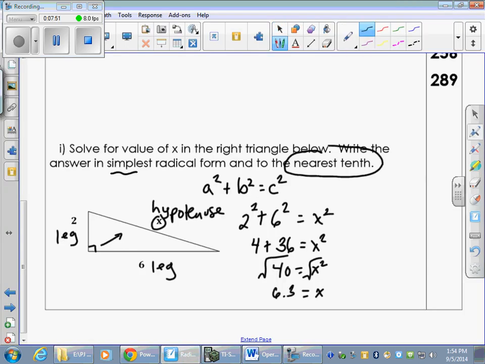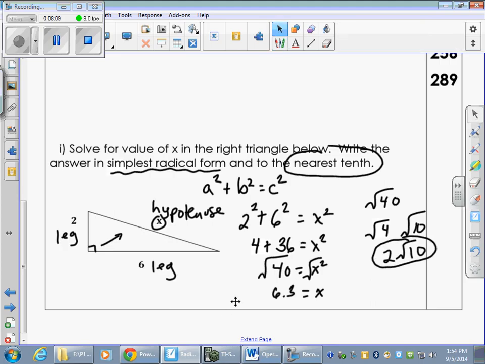In simplest radical form would require us to simplify the square root of 40 using perfect squares. The largest perfect square that's a factor of 40 is 4. The other factor would be 10. The square root of 4 is 2. Leave the non-perfect square. So our answer could be approximately 6.3. A more exact answer would be 2 radical 10, or 2 times the square root of 10.